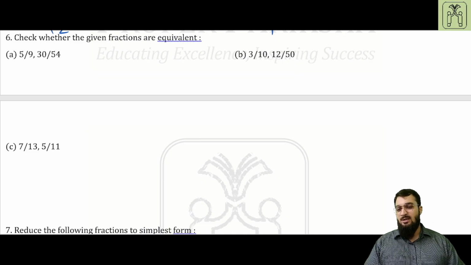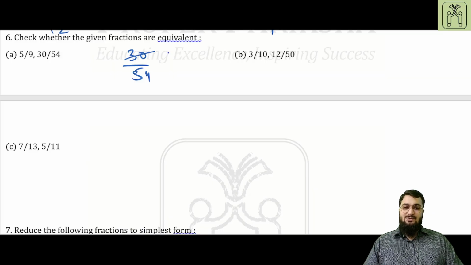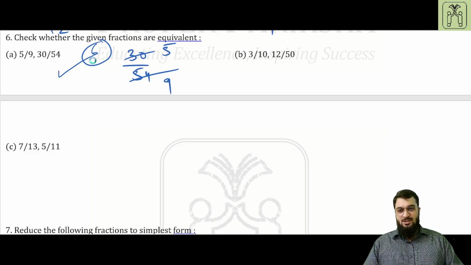You can do that by first checking whether 5 upon 9 is in its simplest form. Yes, it is. Then you just need to try to simplify 30 upon 54. If you take 30 upon 54, you can see that 6 can be taken as the common factor. 6 fives are 30, and 6 nines are 54. So yes, this is equivalent.